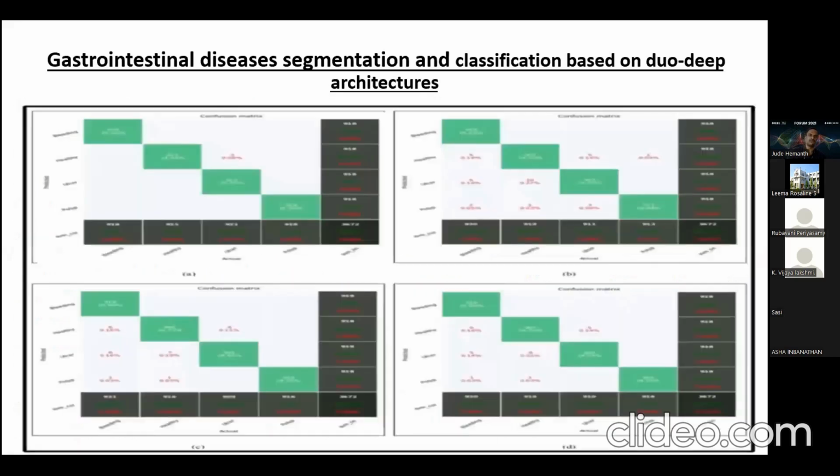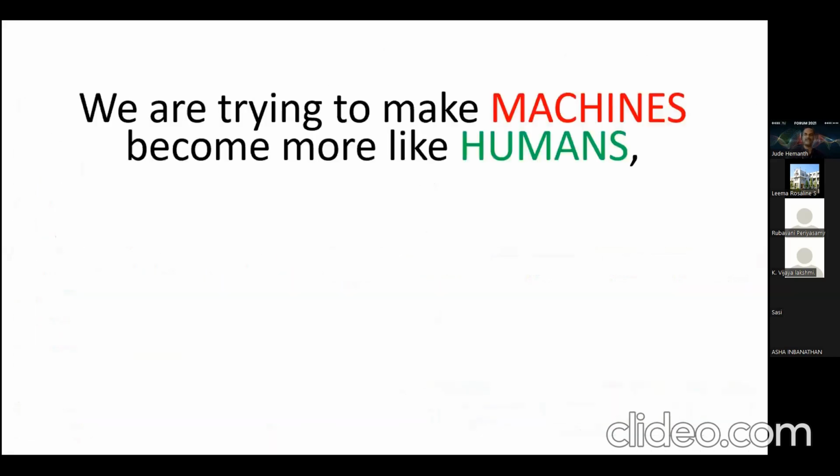So finally, we come to the conclusion. We saw the origin of AI. We saw one specific method of machine learning, and we saw many bio-related applications where we can make use of this type of machine learning approaches.